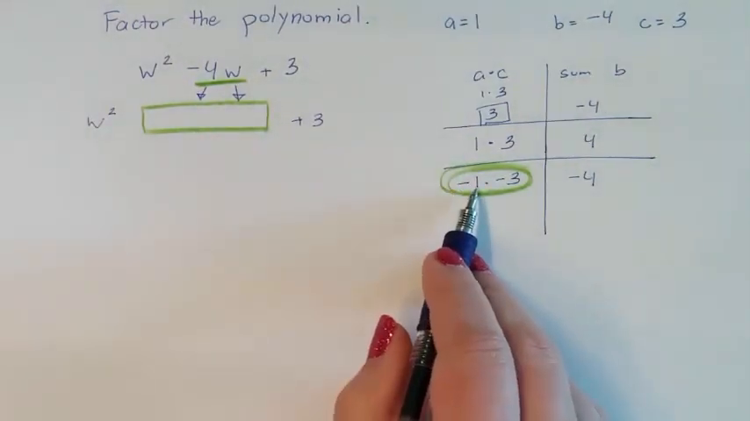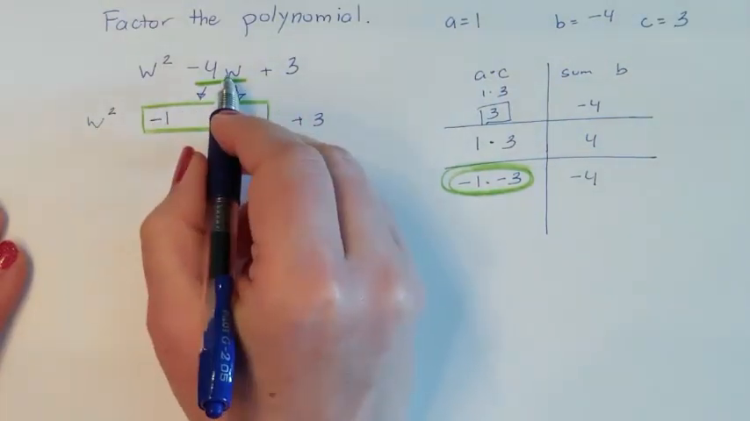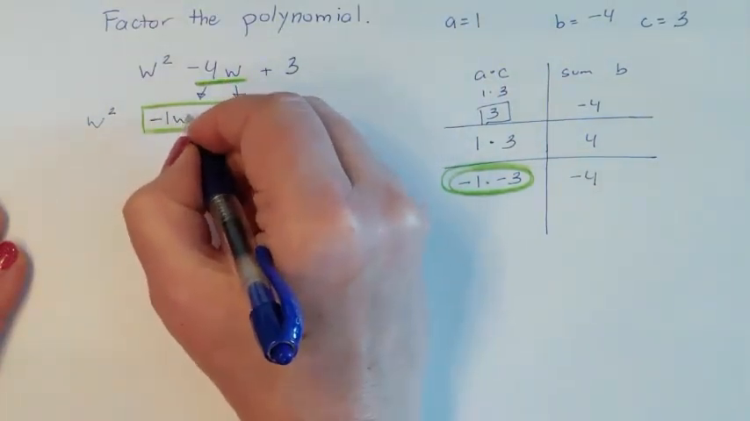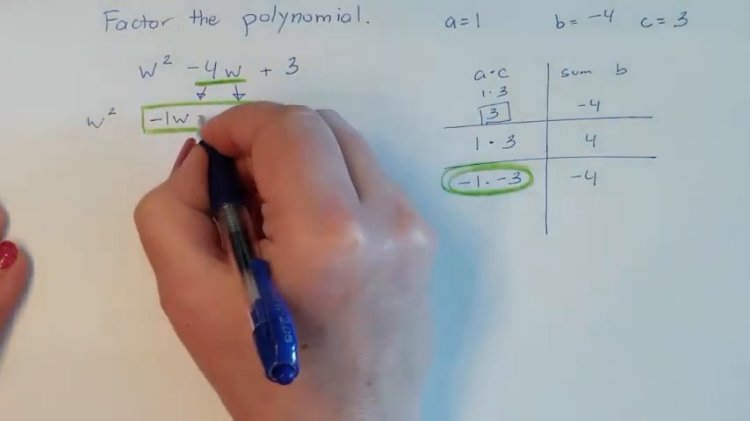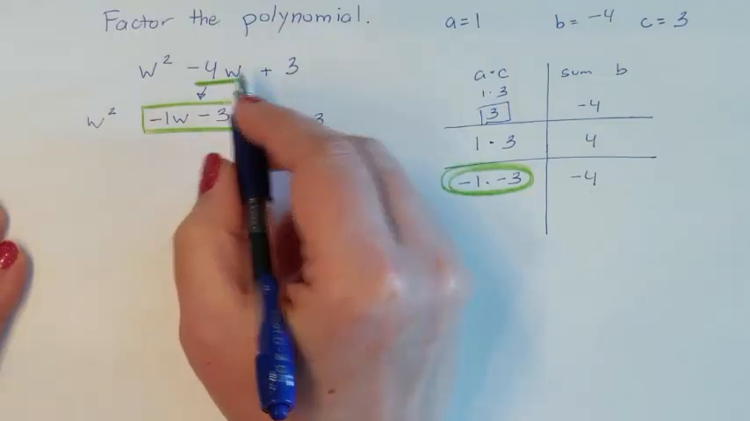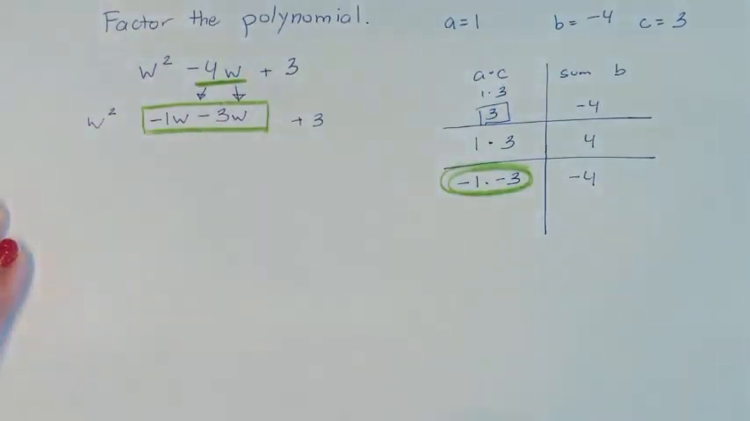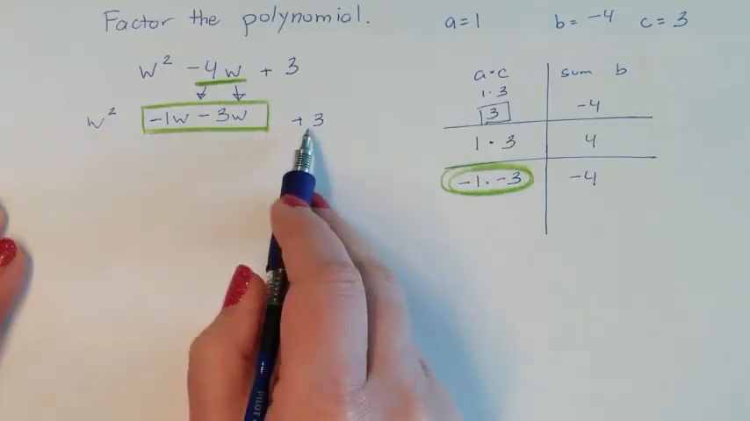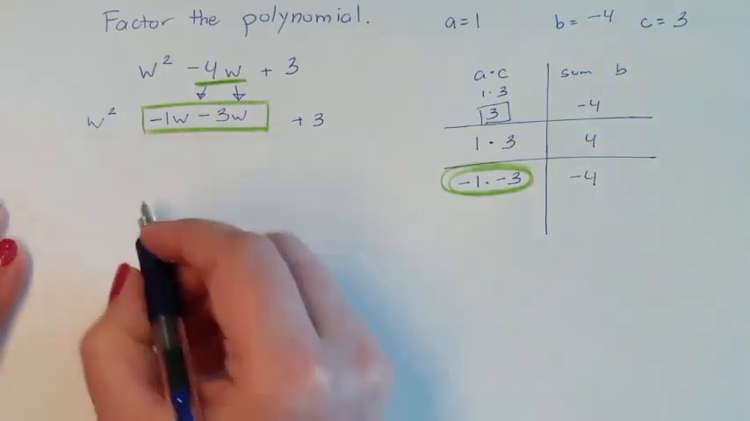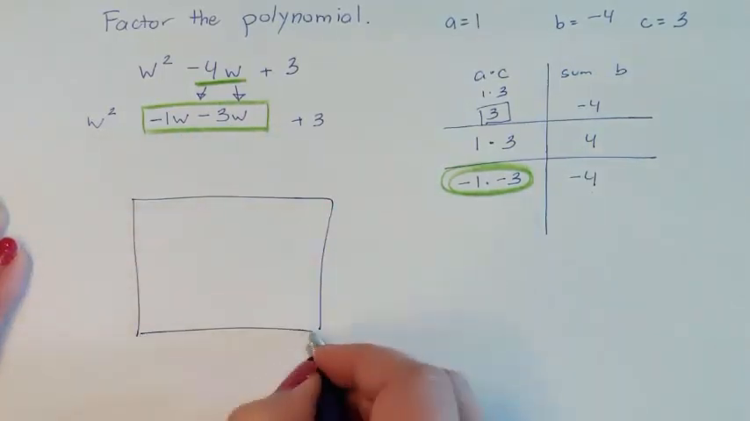So that's a minus 1. So here's my minus 1. And since we were splitting W's, it's a W. That's a minus 3. So here's my minus 3. Because we're splitting W's, it's a W. So I now have 4 terms. Since I now have 4 terms, I know I can factor using my area model.